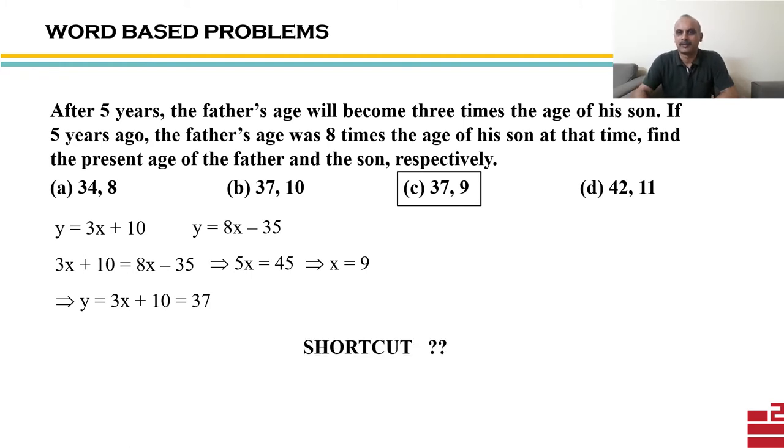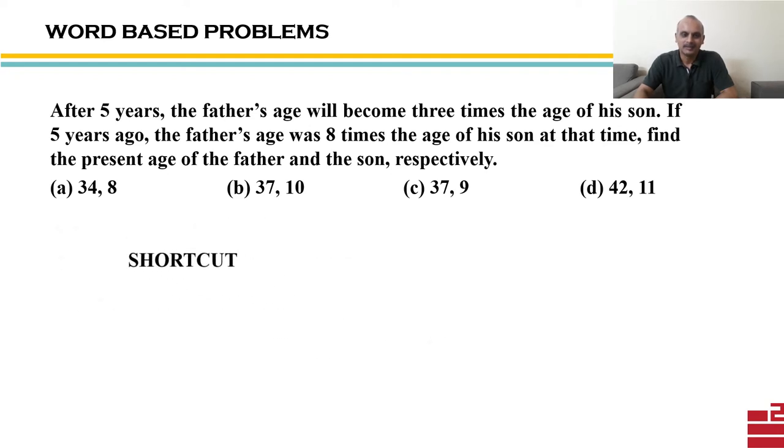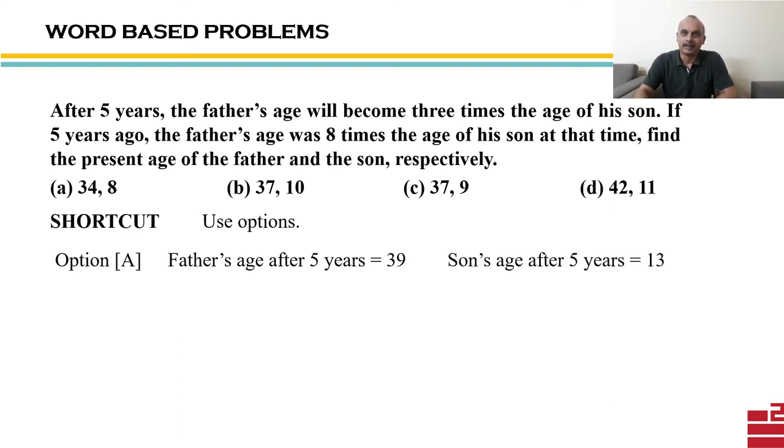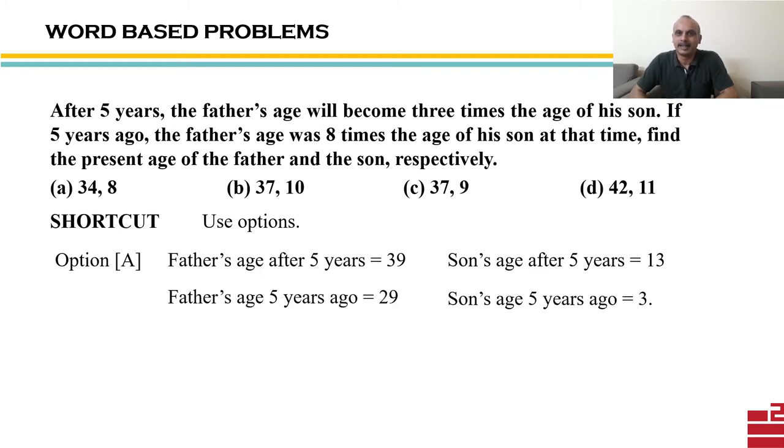Do we have a shortcut for this? Let's see. Now in this we should use the options. First option is age of father is 34 and that of son is 8. If this were true, then age of the father after 5 years will be 39 and that of son will be 13, and 5 years ago the respective ages will be 29 and 3.